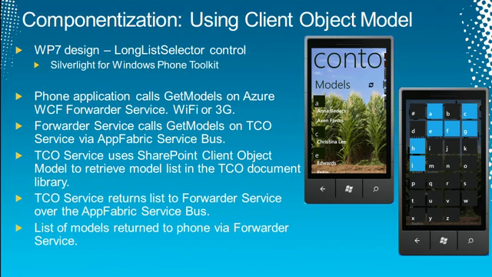But how does this work? So the phone application is going to call the Get Models method on the Azure Forwarder service through Wi-Fi or 3G. The Forwarder service is going to call the Get Models through the App Fabric service bus, call that method back into my on-premise WCF service. And that's going to access SharePoint and return to me all of the models that are available. And that'll come back to my phone.